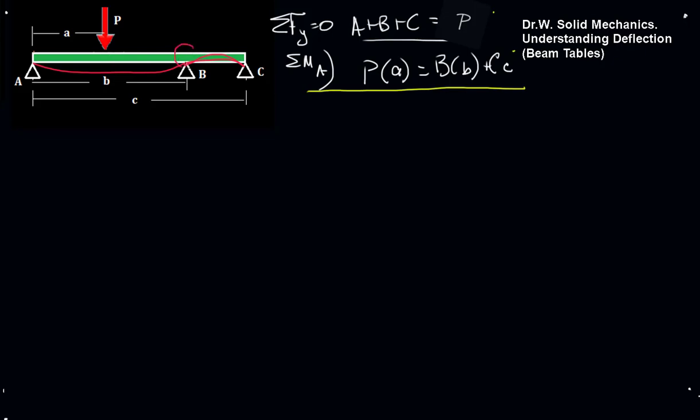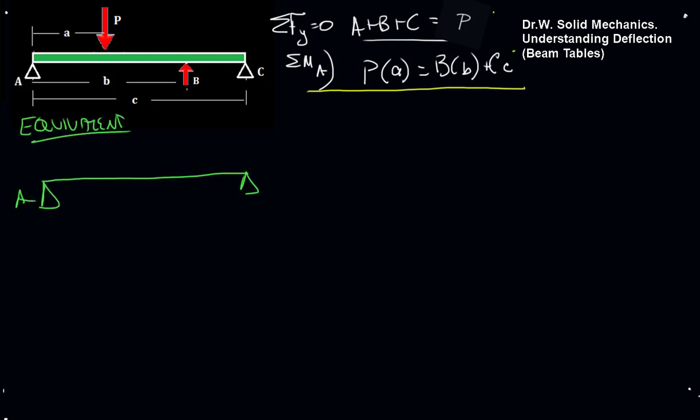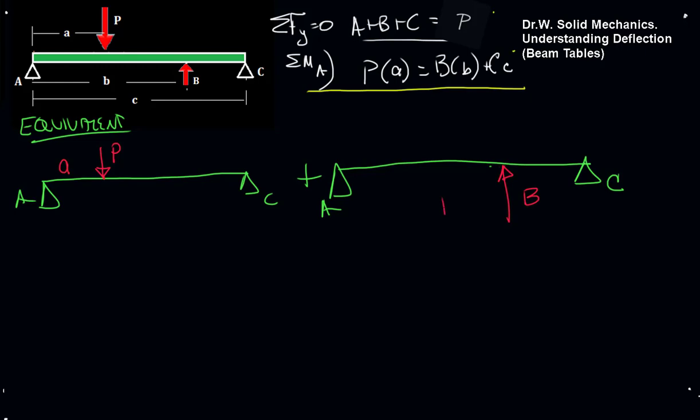And notice right here, y is equal to 0. We have a nice constraint here. So a better way to think about this problem would be to think of support B as a second force acting inside this system. With that, we can make an equivalent system where we have A and C with a load P acting on it a distance a away, plus a second system where this is A and this is C with a load B acting up at a distance of b away.